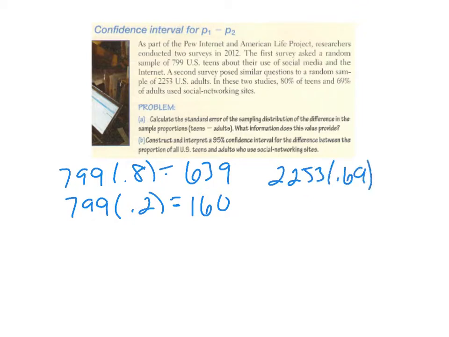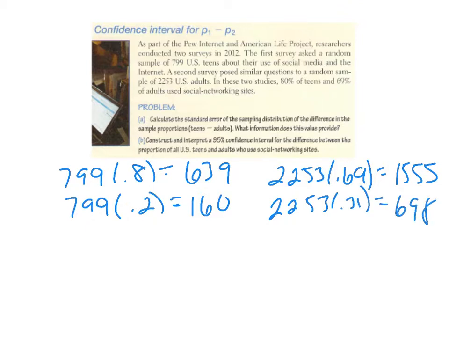Okay, so 2,253 times 0.69. I'm going to get a whole number here, and then 2,253 times 0.31 with a whole number of 698. All of these things are greater than or equal to 10, so I can move on to the do step.